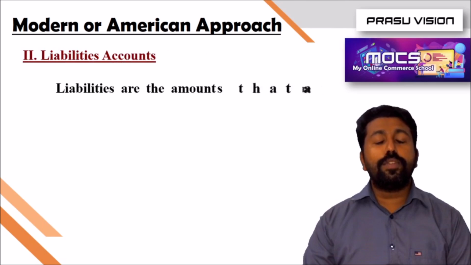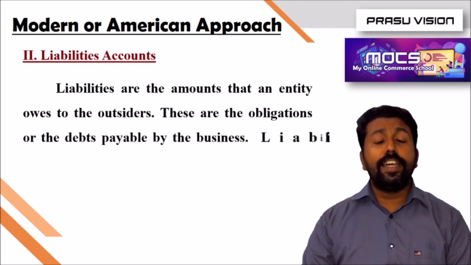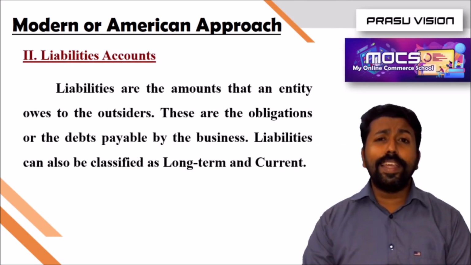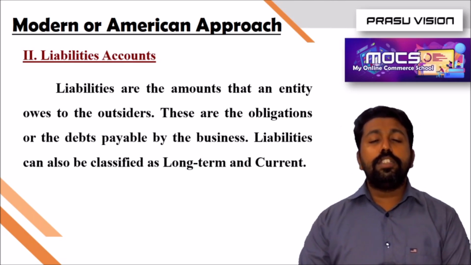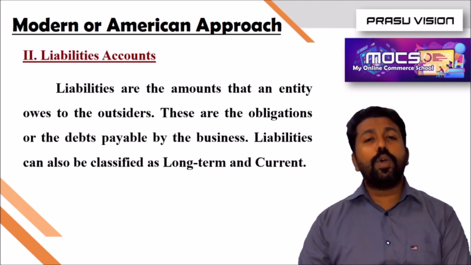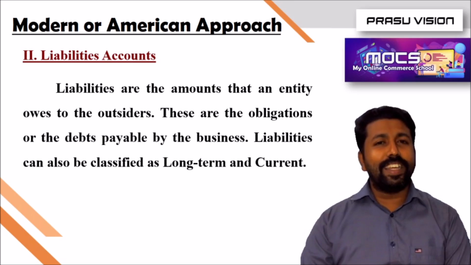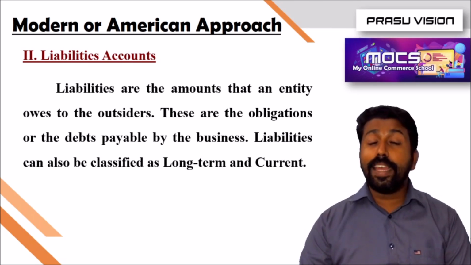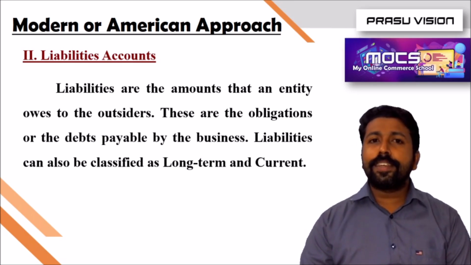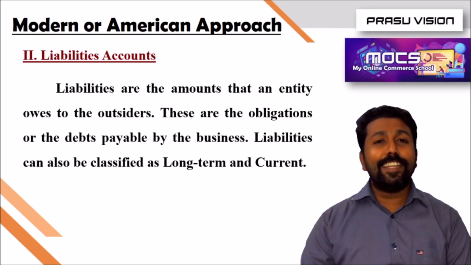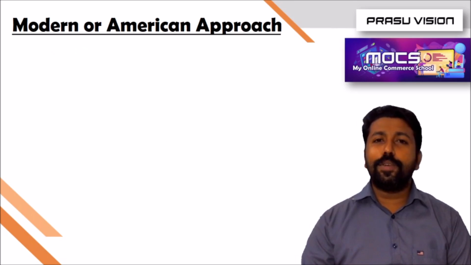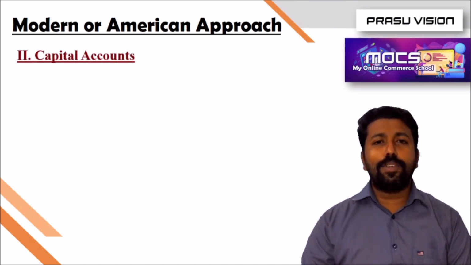You know very well, a lot of classifications you have already learned regarding liability. It is the obligation of the organization which you have to pay maybe within 1 year or by taking more than 1 year. That obligation which is paid within 1 year is known as current liability, and if it is taking more than 1 year to repay the amount of liability, then it is known as long-term liability or non-current liability. The second account is the liability account, and the third one is the capital account.